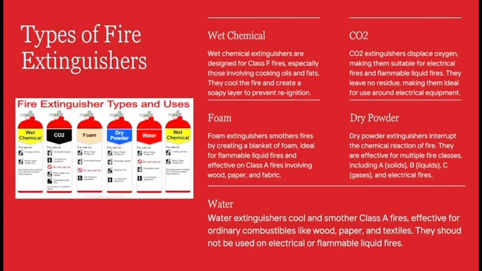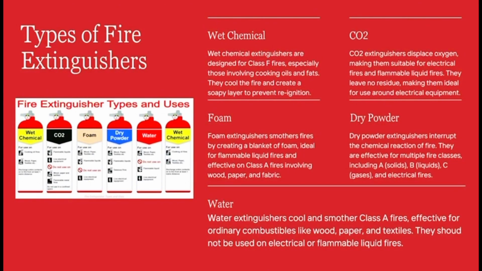Second, CO2. CO2 extinguishers displace oxygen, making them suitable for electrical fires and flammable liquid fires. They leave no residue, making them ideal for use around electrical equipment. Third, foam. Foam extinguishers smother fires by creating a blanket of foam, ideal for flammable liquid fires and effective on Class A fires involving wood, paper, and fabric.